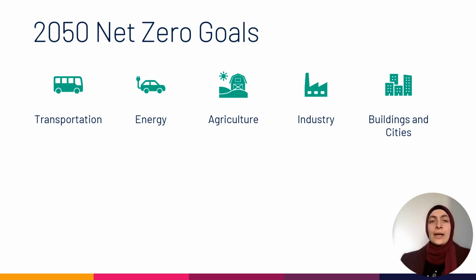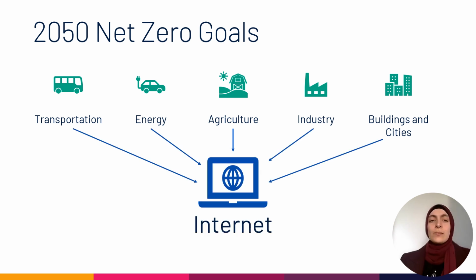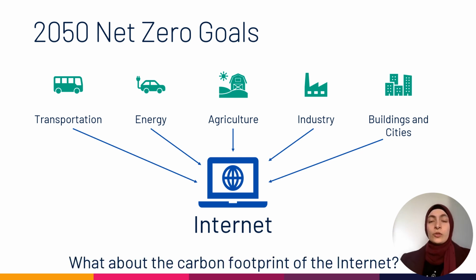Transportation, agriculture, energy sector, and so on, all are trying to improve their productivity and resource use efficiency. And as we know, a big part of this improvement is through automation, which is mainly relying on the internet. So the dependence on the internet is increasing. The infrastructure is expanding. And then a question to ask here really is, what about the carbon footprint of the internet itself?